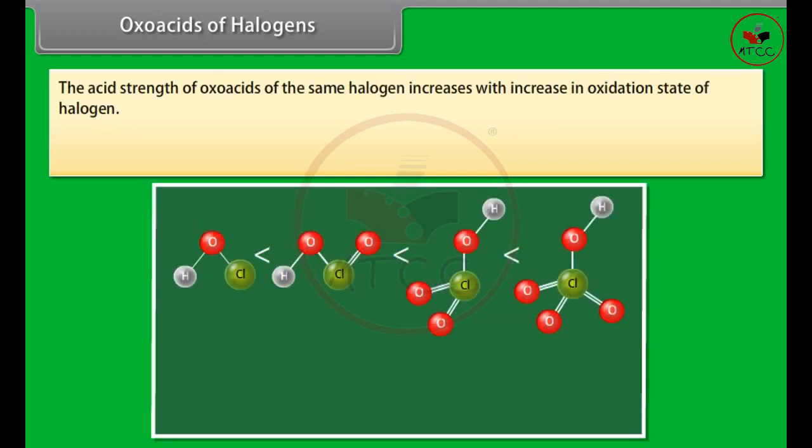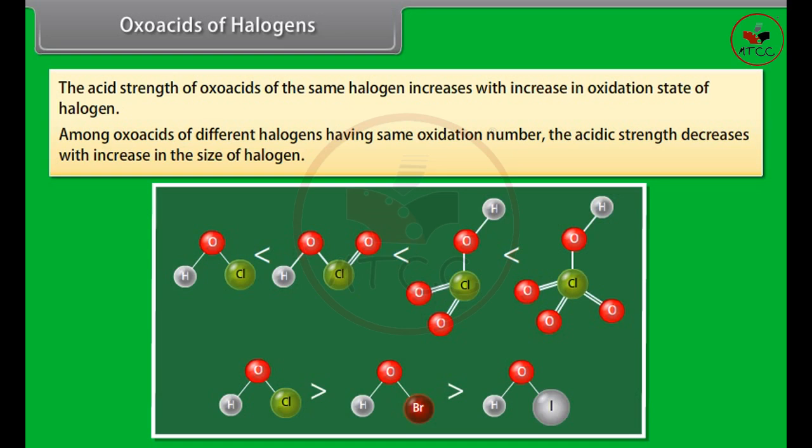The acid strength of oxoacids of the same halogen increases with increase in oxidation state of the halogen. For example, the acid strength of different oxoacids of chlorine increases in this order. Among oxoacids of different halogens having the same oxidation number, the acidic strength decreases with increase in the size of the halogen. For example, the acidic character of the hypohalous acid series follows this order: the greater the size of the halogen atom, the lesser will be its electronegativity, and hence the lesser will be the acid strength of the acid.